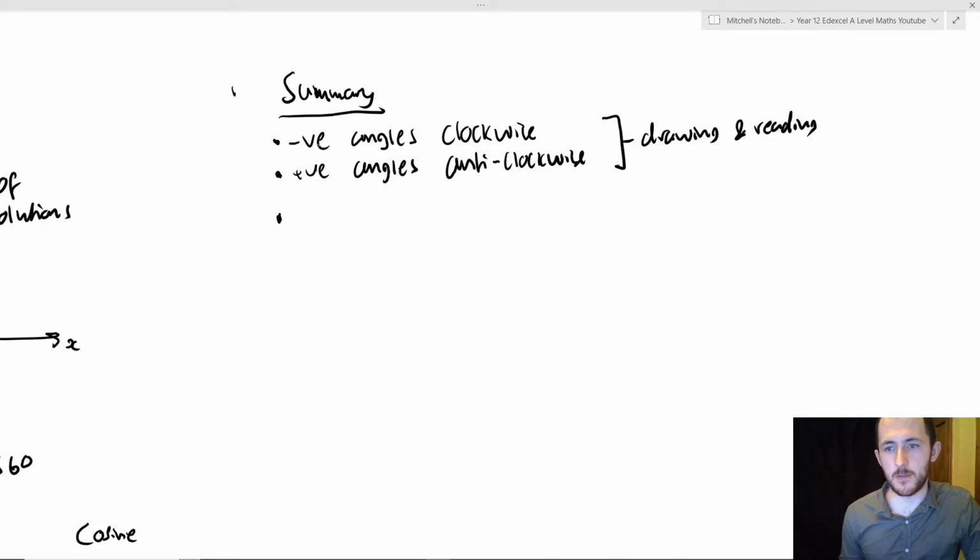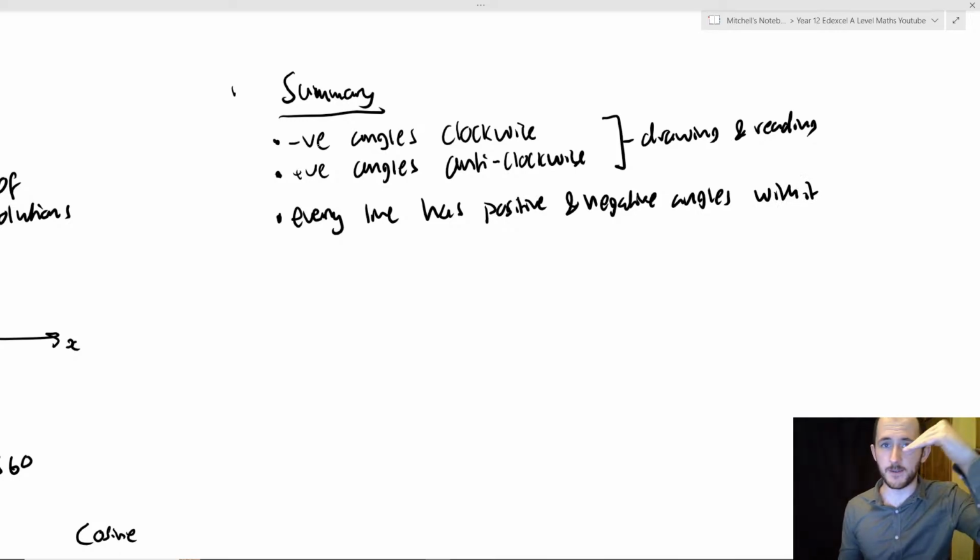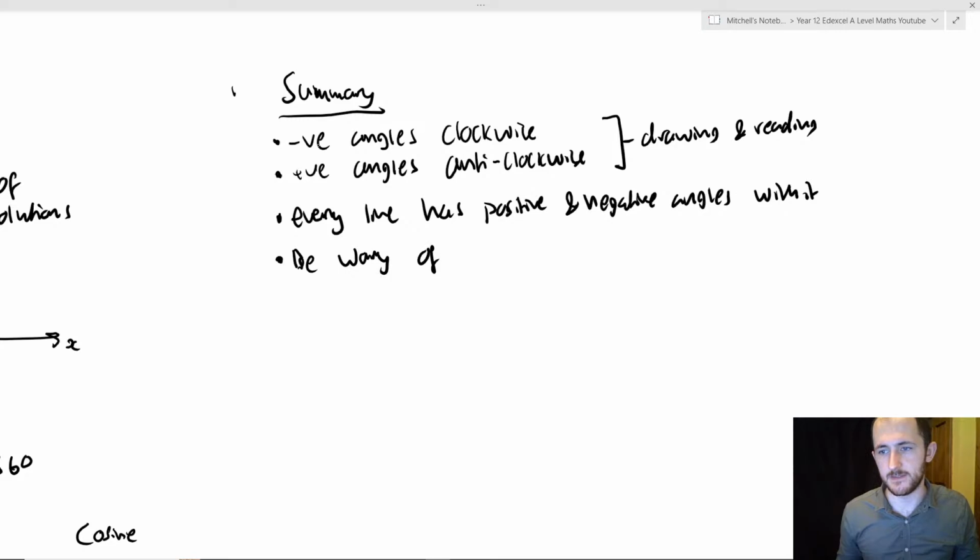The next thing that I think would be important to remember is every line has positive and negative angles with it. Which means if I ever draw a line on that diagram, I can go clockwise to it or anti-clockwise to it and get valid solutions. So the common place that I would say to be wary is negative angle limits.